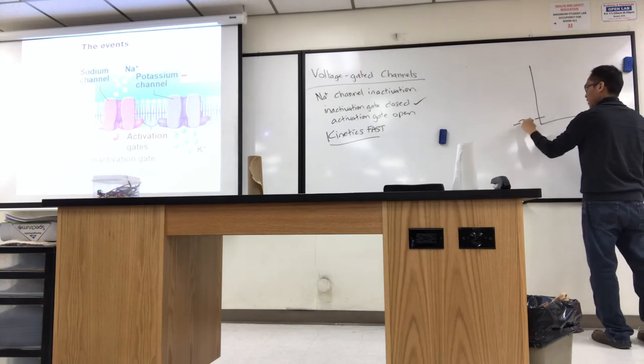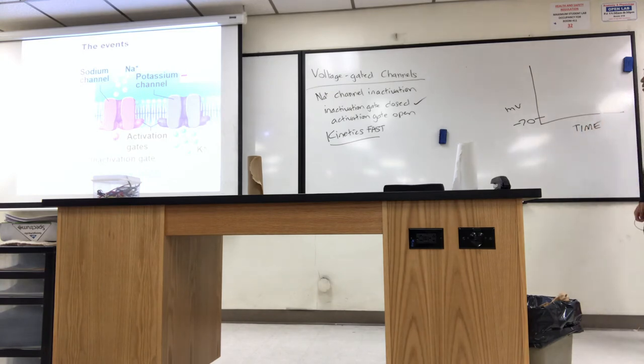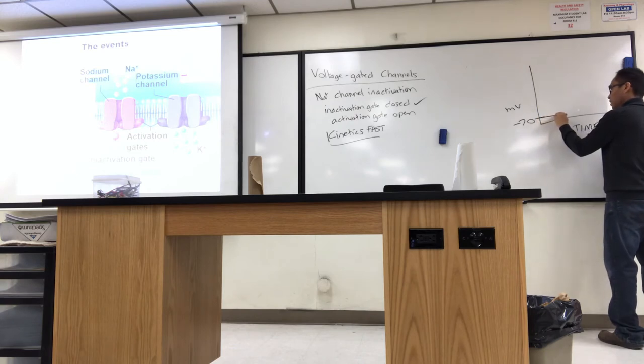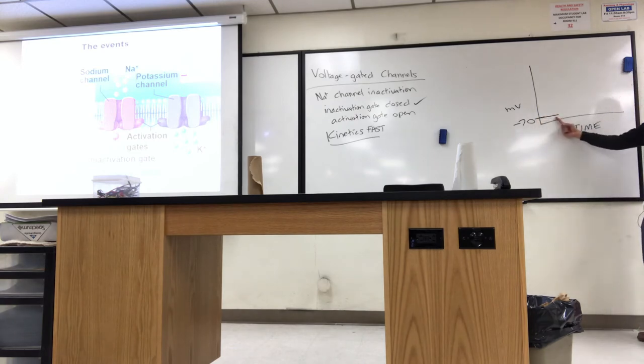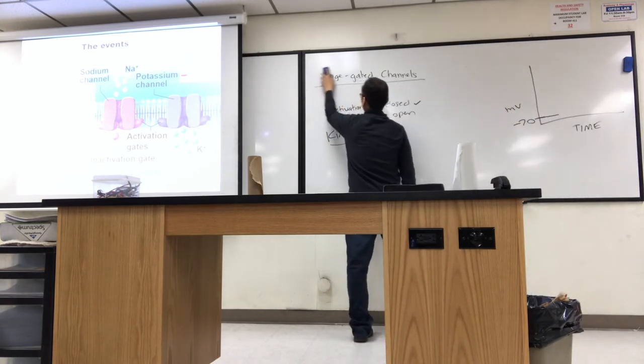So negative 70 millivolts versus time. Talking milliseconds here. And in the first situation where you haven't stimulated the cell yet and you're just at rest, it's called this action potential phases.